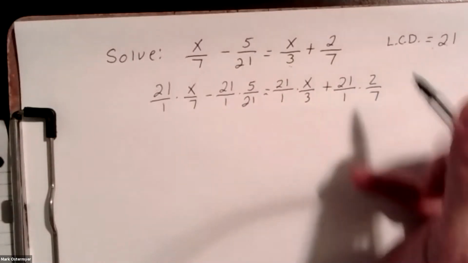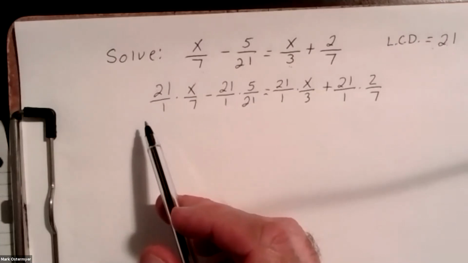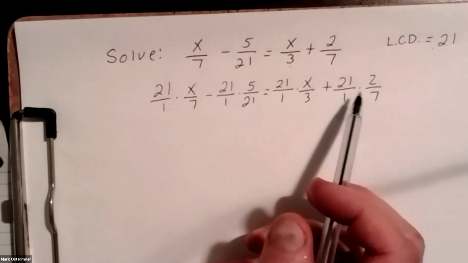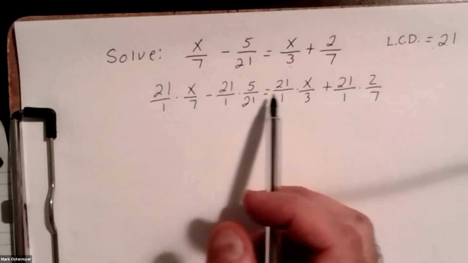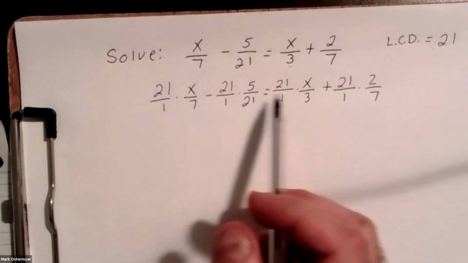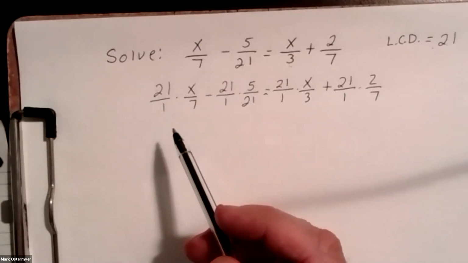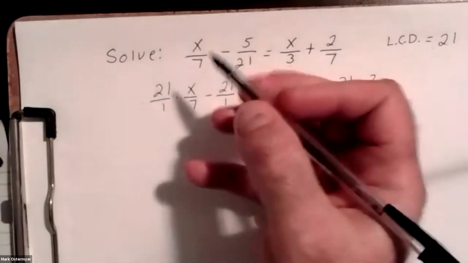And this 21, I'm putting over 1. You can always put any number over 1. It's still the same number. Now, why am I multiplying both sides by 21? To get rid of all the fractions. So you're about to see all the fractions disappear here, ladies and gentlemen.